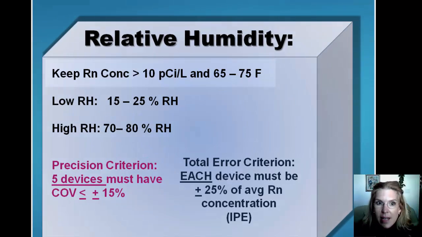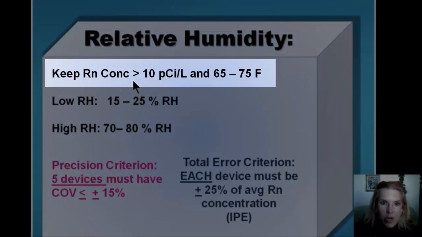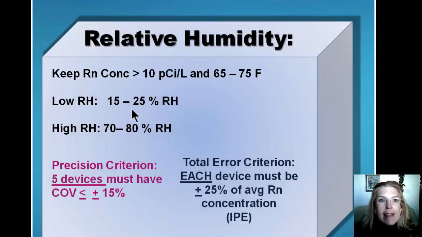Relative humidity, the same sort of idea. You keep radon concentration high so that it doesn't confound the effect of relative humidity. You keep temperature stable at room temperature. Then you have a set of 5 devices exposed at a low relative humidity of 15 to 25% and a set of 5 devices exposed at a high relative humidity, 70 to 80% relative humidity. And then the criteria are the same. The imprecision, as measured by the coefficient of variation, has to be within plus or minus 15%. And then the total error is that each device must be within 25% of the average radon concentration.